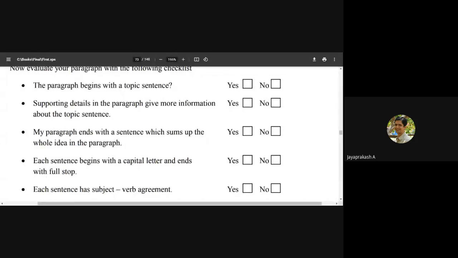So this is called subject verb agreement. This is the grammar aspect. So the three things we have to remember are spelling, punctuation, and grammar. We have to check all three, whether our paragraph has good punctuation, proper spelling, and proper grammar.